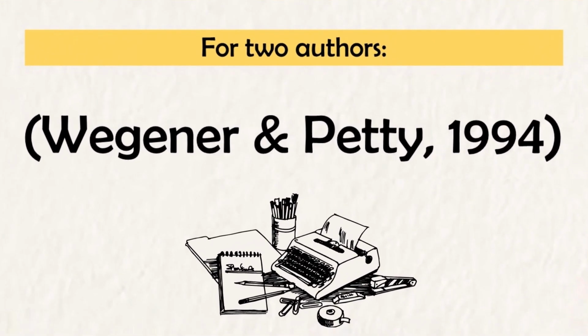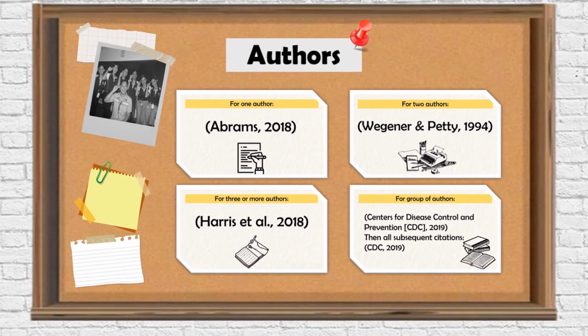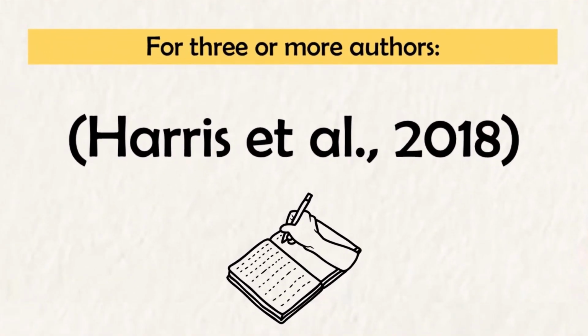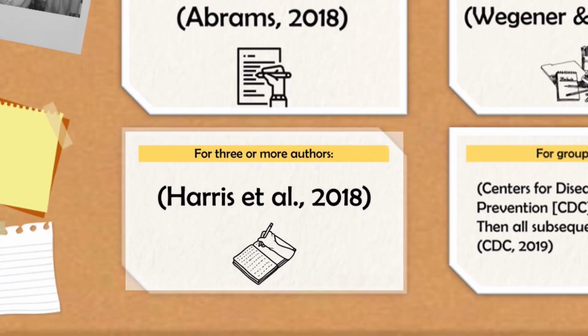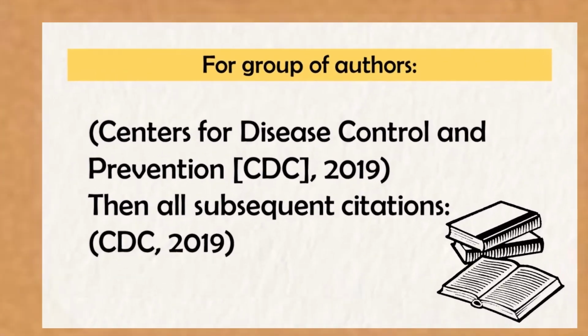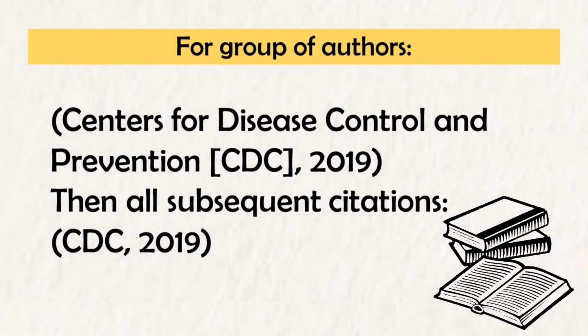If two authors, connect both authors' last names with ampersand, comma, and the year. For three authors or more, use et al. That means and others, comma, and year. If a group of authors, write the first time with an abbreviation.